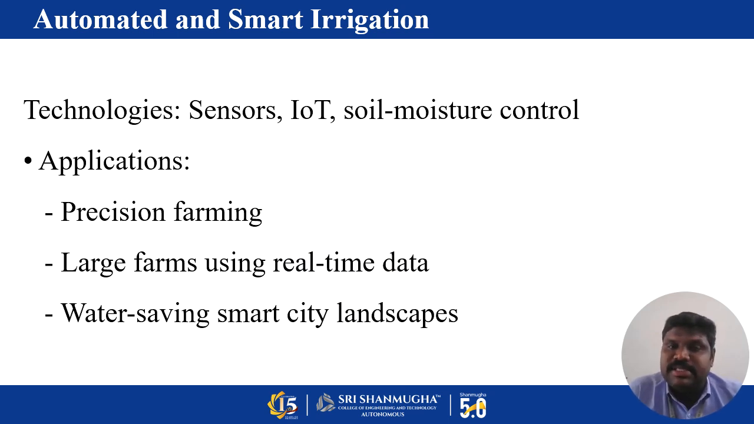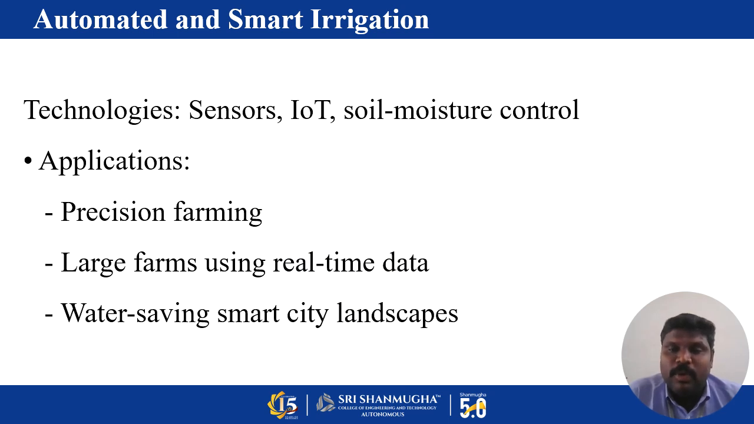Technologies like sensors, IoT, soil moisture and pH are incorporated into the field to monitor the temperature of the current field, the moisture content, and the pH of the soil. All of this is monitored and maintained. If it is below the nominal level, we go for the applications. So because of this, let me go with precision farming. Its initial cost is high, and the maintenance is also high, but the yield as well as efficiency is good. The applications of automated and smart irrigation are precision farming and large farms using real-time data.